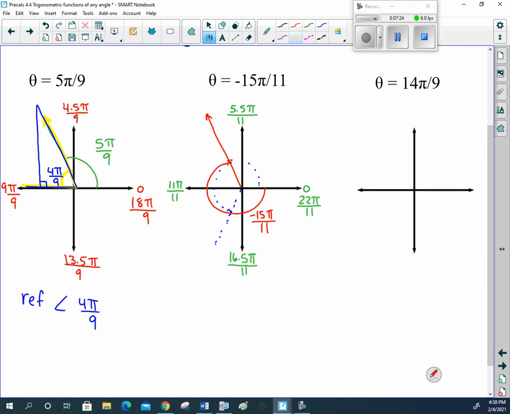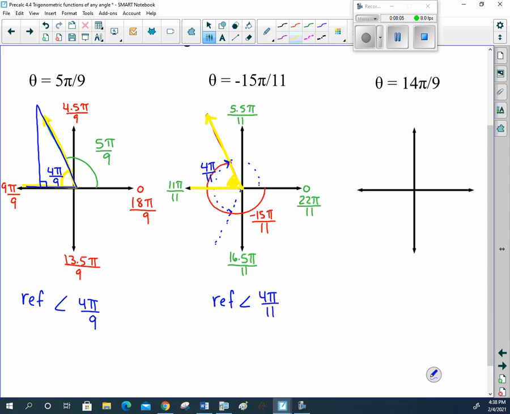All right, so we want to find our reference angle. So remember, for your reference angle, the vertex is at the origin, and you need an x-axis and the terminal side. So this is my reference angle inside here. So this was 15 pi over 11 to my terminal side, and half a circle would have been 11 pi over 11. So that would be a difference of 4 pi over 11. So my reference angle is 4 pi over 11.